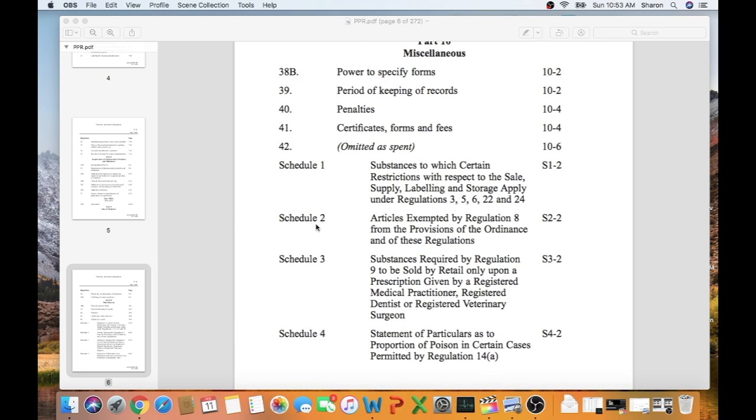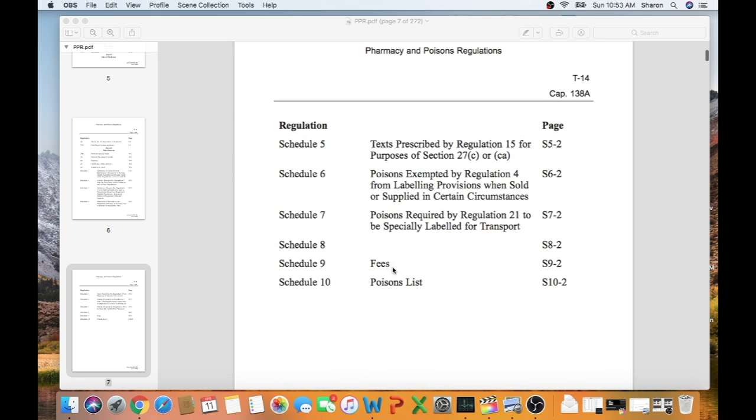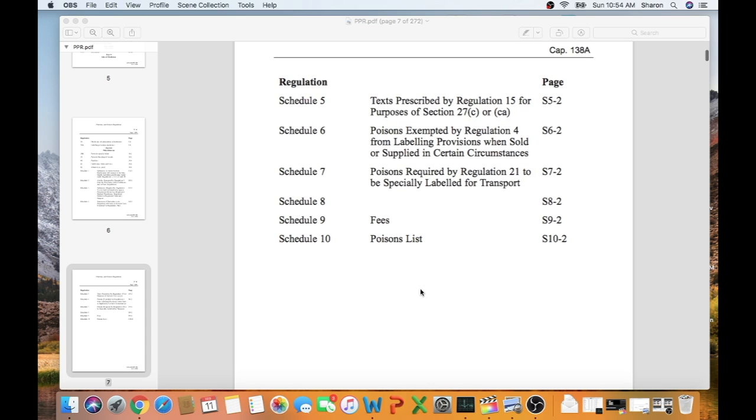Schedule 1, Schedule 2, Schedule 3, these are all the lists of different drugs that are relevant to drug classification. When we're talking about this particular question, which was asking us about the Part 2 drugs, we want to look at this part here, Schedule 10 poisons list, which is the very end. It's got like a page number here, S10-2, so you need to go down to the bottom of the document.